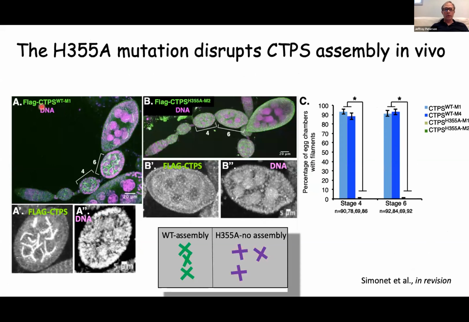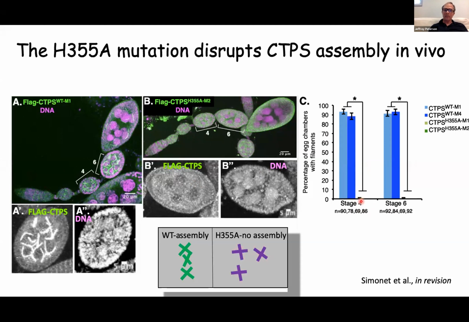In the control case, where we drive a transgene expressing wild type CTP synthase, we see that it forms morphologically normal filaments at the appropriate times during oogenesis. By contrast, when we express the H355A mutant, this enzyme does not assemble and remains diffuse. And in order to control for artifacts that could be due to integration site of the transgene, we validated this study with 2 independent transgenes for both the wild type and mutant transgenes. And the results are quantified here for 2 different stages in oogenesis, showing the profound loss of assembly of these large structures when they contain the histidine to alanine mutation.